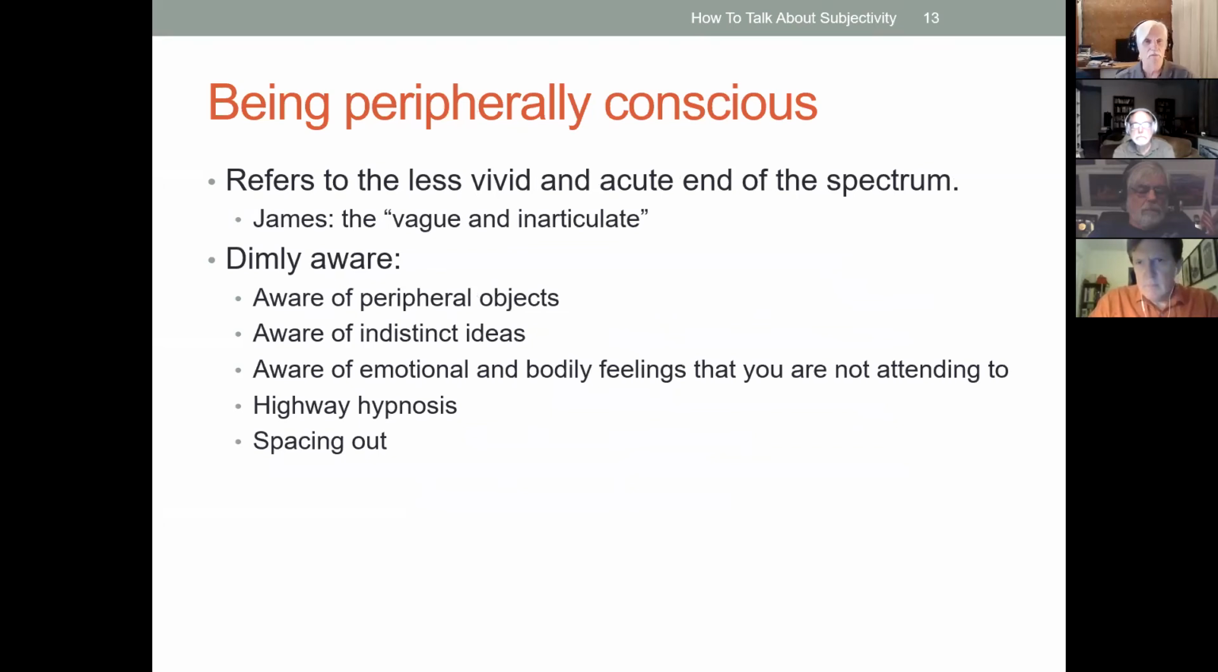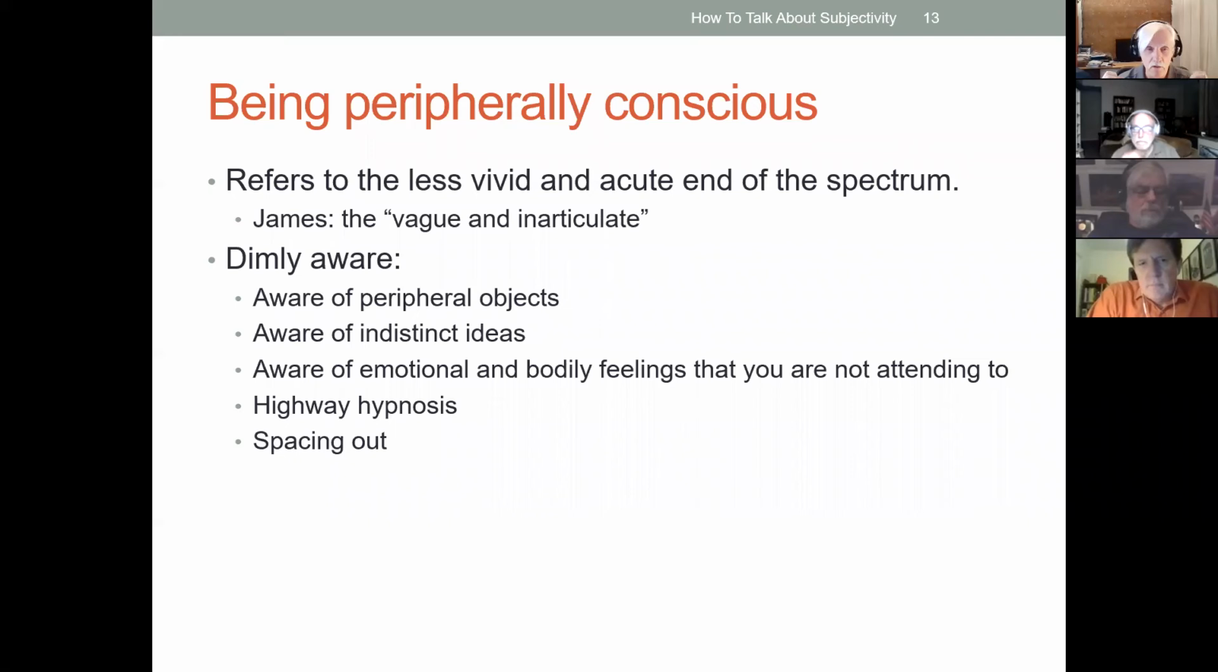Peripherally conscious refers to the less vivid and acute end of the spectrum. William James calls it the vague and inarticulate. So we can be dimly aware of peripheral objects, indistinct ideas. All right, here's something. I want you to notice the sensation of your feet on the floor or wherever they are. Just notice the sensation of your feet. Now, you're noticing that, you're focusing on it. Before I called that to your attention, those feelings were there, but you just weren't paying attention to them. You were peripherally conscious of them, okay?